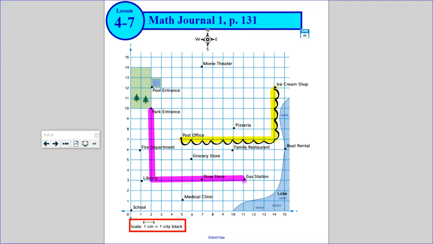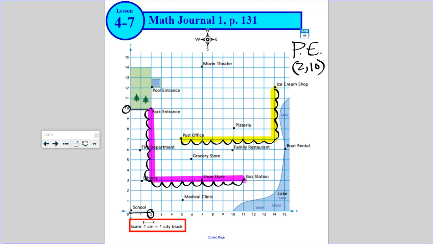And the gas station to the park, 1, 2, 3, 4, 5, 6, 7, 8, 9, 10, 11, 12, 13, 14, 15, 16 blocks away from each other. Okay? Maybe he went from the gas station to the park entrance. In order to find those coordinates, though, for the park, so I'm going to put park entrance. I see that it is 2, and we go up, and it's 10. So the coordinates for the park entrance is 2, 10.